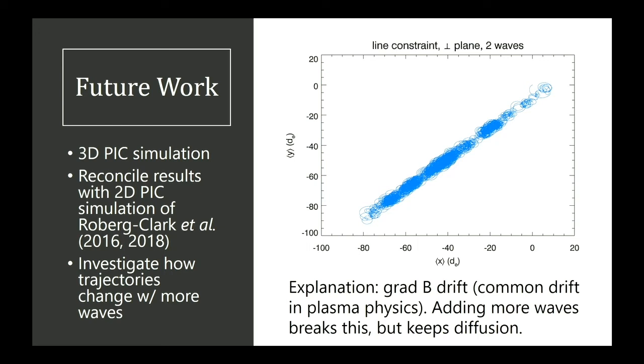Before, we had a constraint along a line for the two-wave case in the xy plane, but as soon as we add more and more waves, this breaks that constraint, and now we're allowed to have more diffusive behavior in the xy plane.